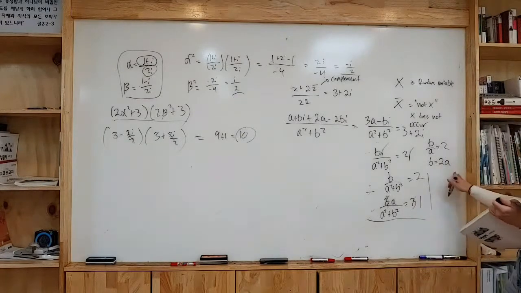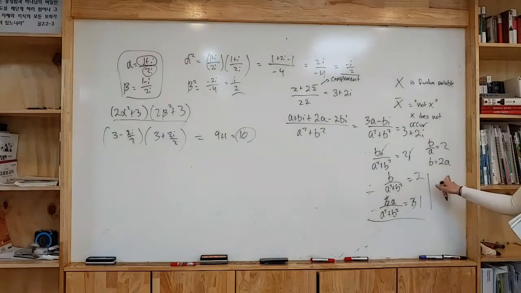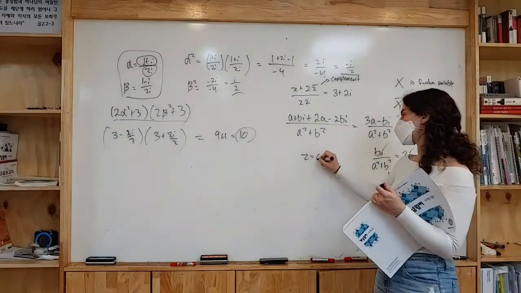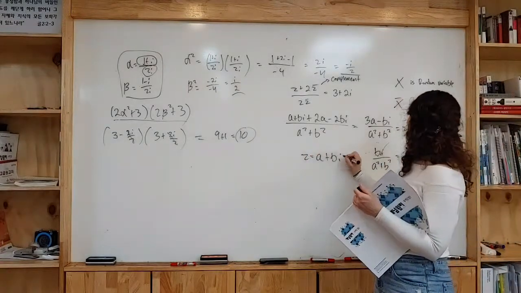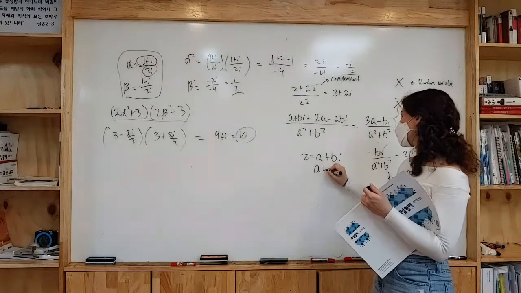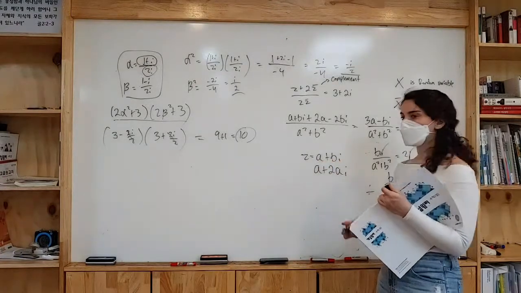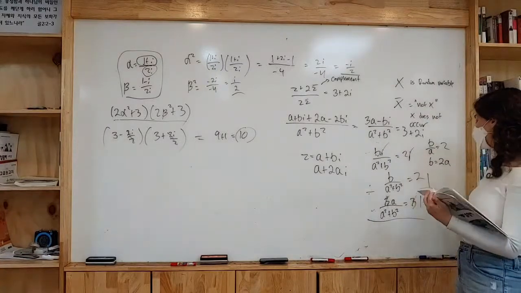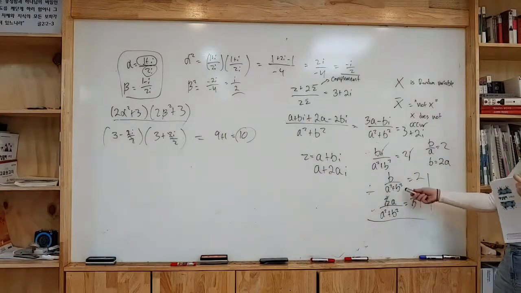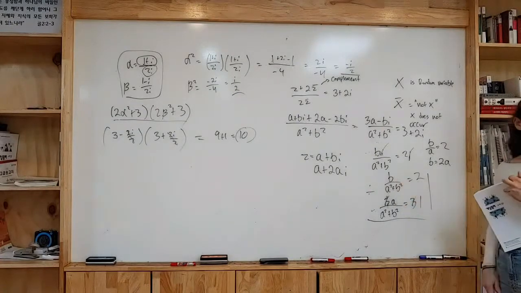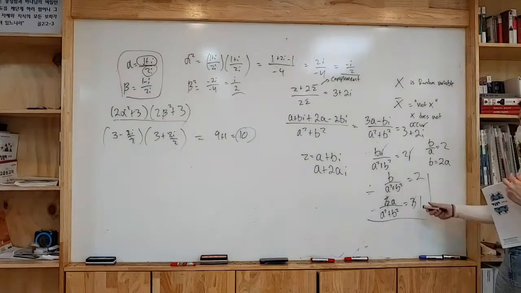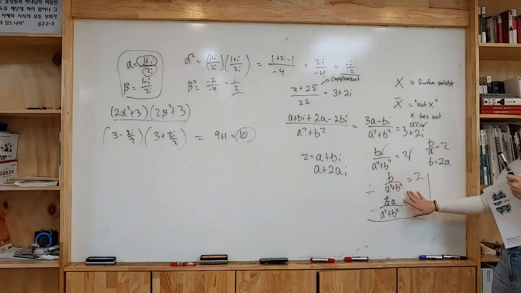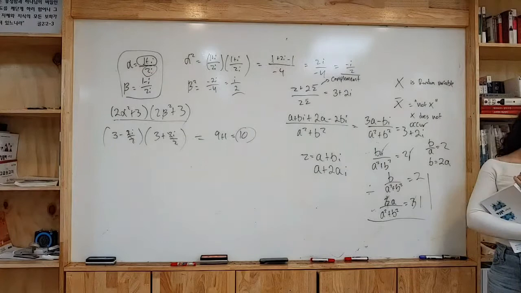They want you to put in actual numbers, right? Because remember z equals a plus bi, which equals a plus 2ai, right? Yes. But the thing is that you need to put in values that satisfy this. So it's something like, b over a squared plus b squared equals 2.